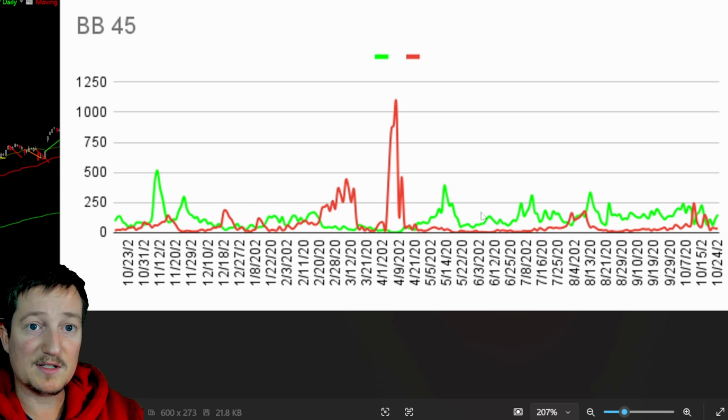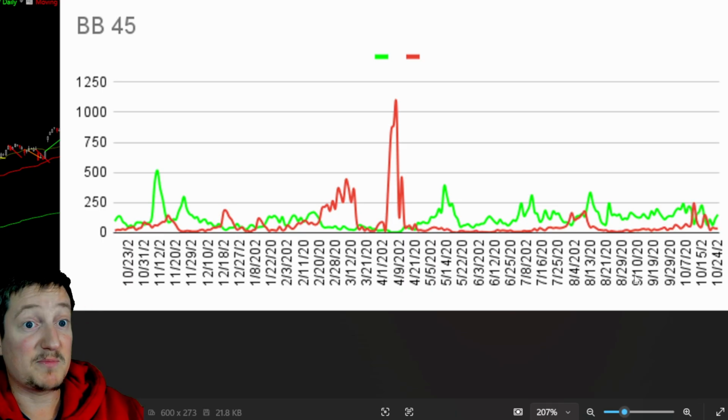This is a Bollinger Band indicator, which just tracks the number of stocks above their 45-day Bollinger Bands. And as you can see, this whole year after April, it's been very, very bullish compared to earlier this year. And we did get a spike in stocks below the Bollinger Bands, which is all right. So with that, that's basically everything on the market monitor.